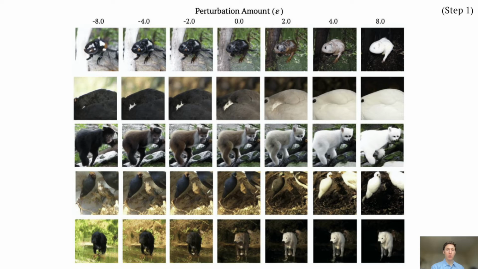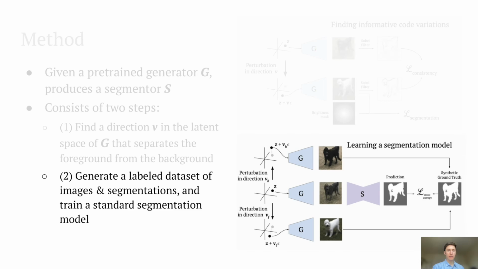Through this procedure, we find 2 directions, one which turns the foreground of the image dark and the background light, and another which turns the foreground light and the background dark. Here you can see some examples of this method, where moving in the negative direction makes the foreground objects darker, and moving in the positive direction makes the foreground objects lighter. Given these directions, we can construct foreground-background segmentation masks by simply measuring where the light-shifted images are lighter than the dark-shifted images.